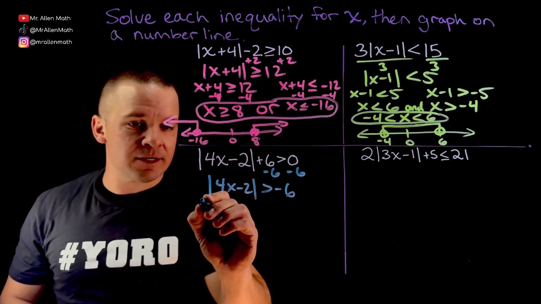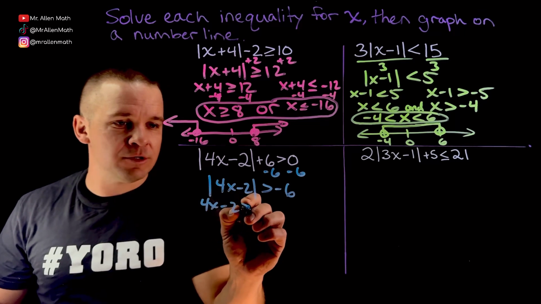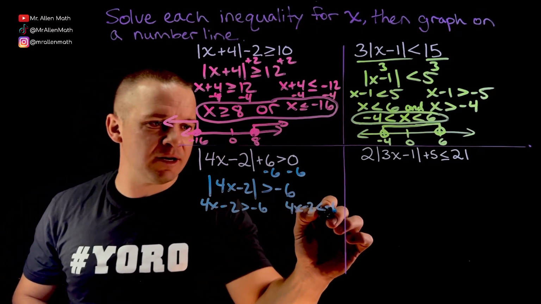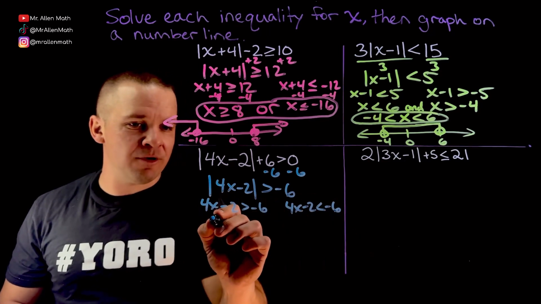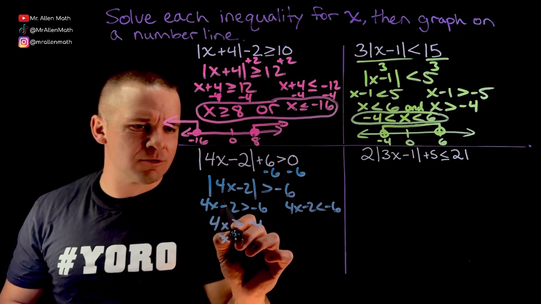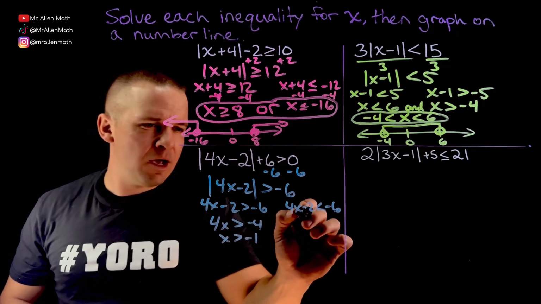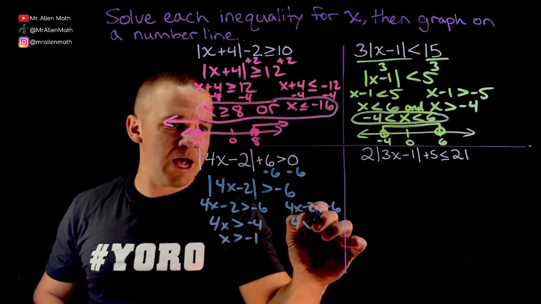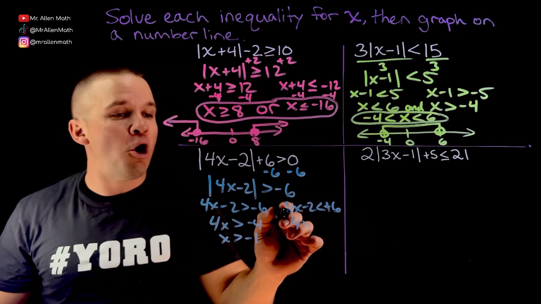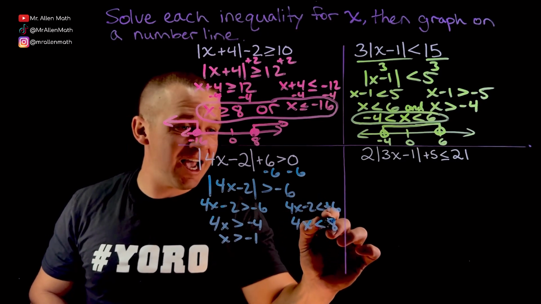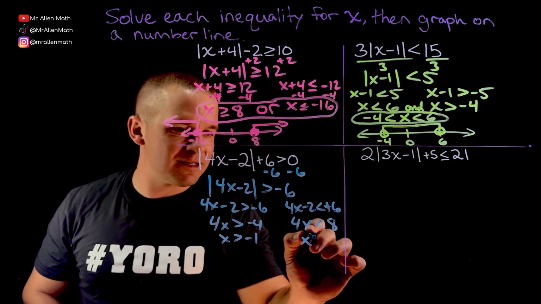So we got 4x minus 2 is greater than negative 6, or 4x minus 2 is less than negative 6. I'm going to add 2. We get 4x is greater than negative 4, so x is greater than negative 1. And over here, if I add 2, I get 4x. Oops, wait. That should be positive 6. There we go. Oh, almost messed that up. All right, we get 4x. If I add 2, I get less than 8. And then we're going to have x is less than 2.